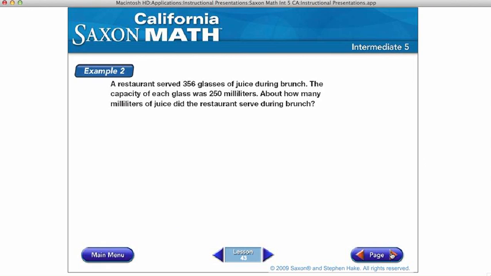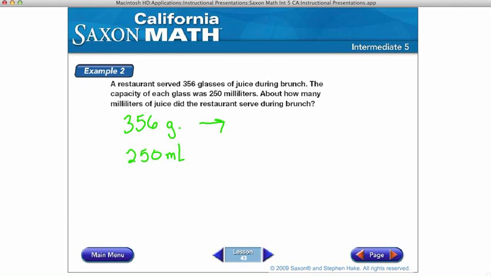Okay, a restaurant served 356 glasses of juice during brunch. The capacity of each glass, how much it could hold, was 250 milliliters. About how many milliliters of juice did the restaurant serve during brunch? Okay, so I'm going to estimate. I have 356 glasses and 250 milliliters per glass. Well, I'm going to go ahead and round these.